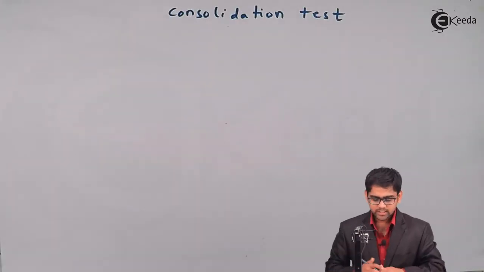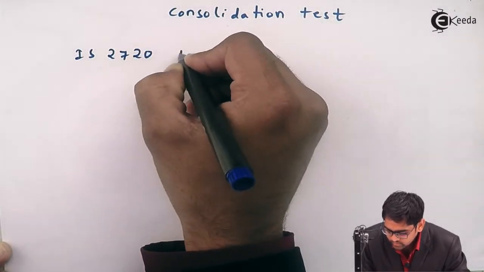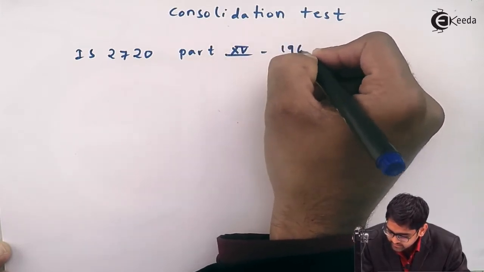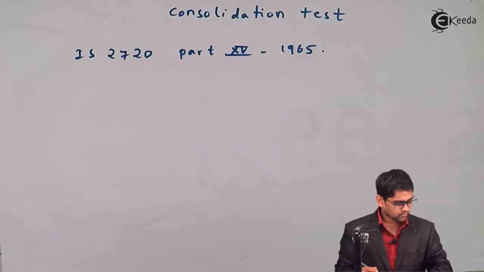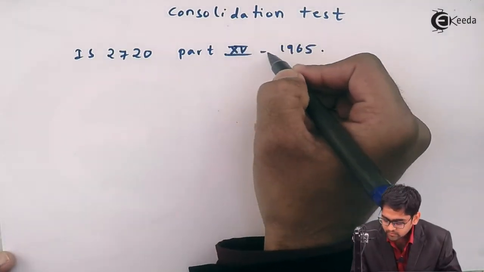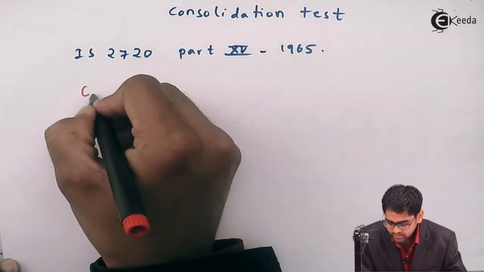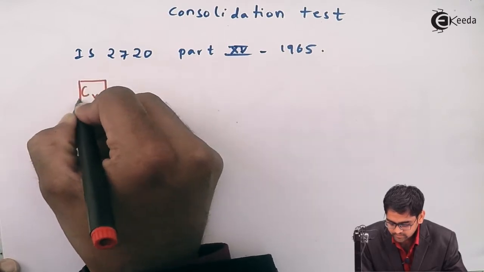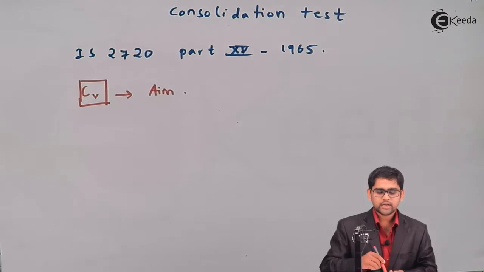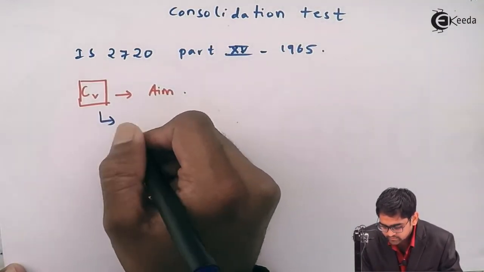So this consolidation test is outlined in IS 2720 part 15, 1965. So this test is outlined in this particular IS code part, and by doing this test what we will be getting is the coefficient of consolidation. This is our aim, and this coefficient of consolidation we will be applying to the practical field.